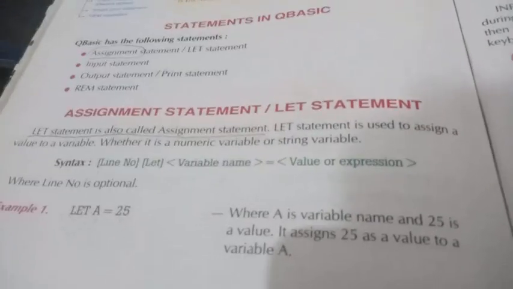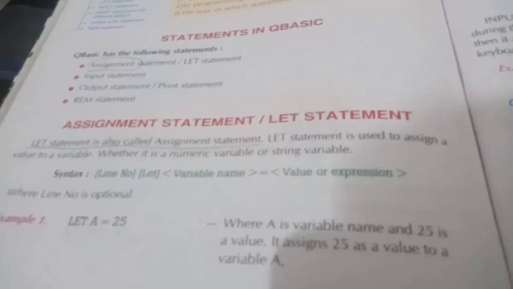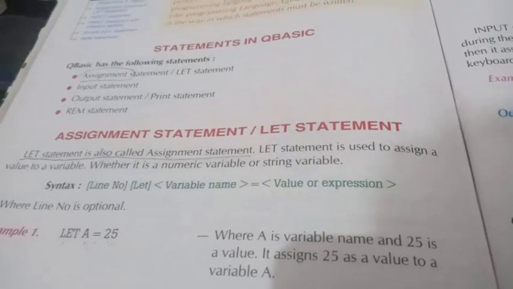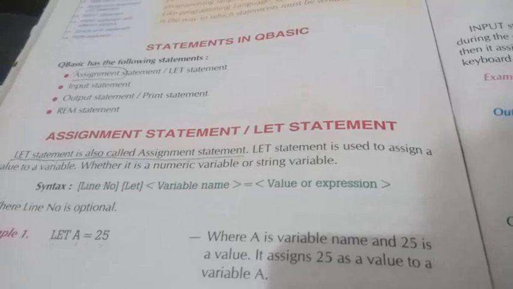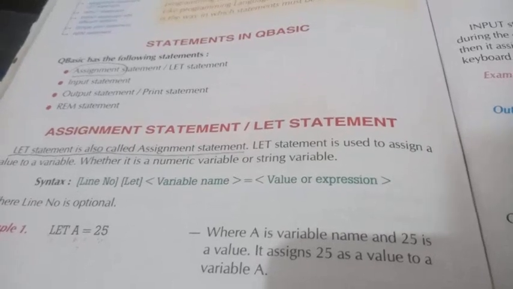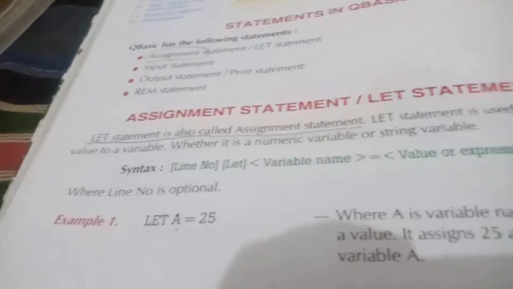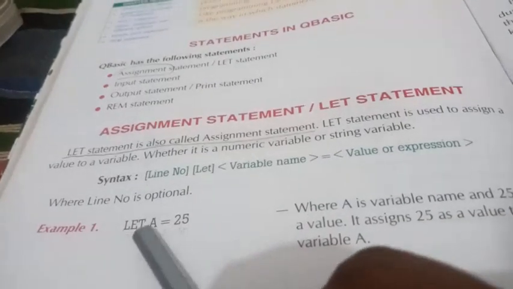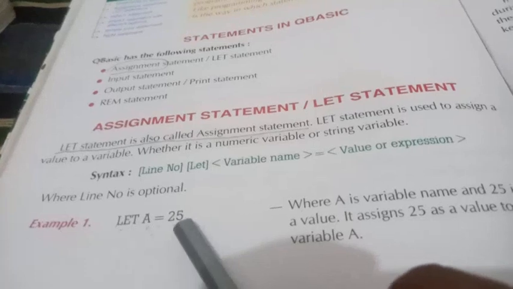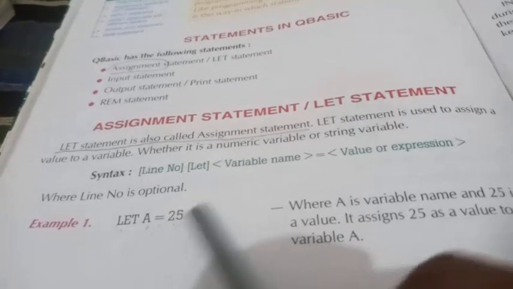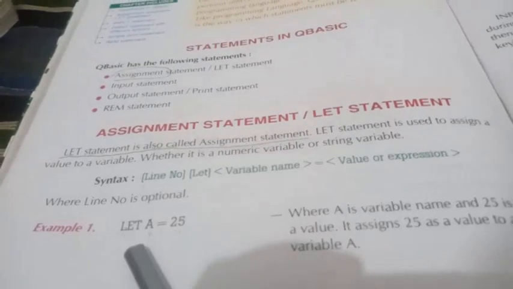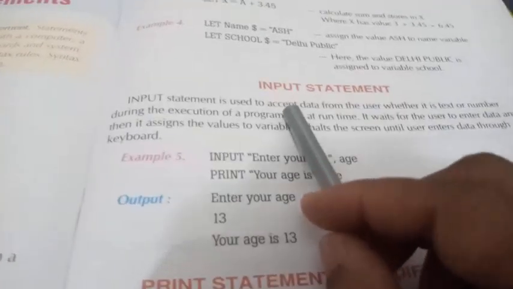Here we need to define the LET keyword, a variable name, an assignment operator, and a value. In QBasic, this is the keyword LET, this is the variable name, and this is the value of the variable: 25 is assigned to a. This is the basic way of creating a variable.